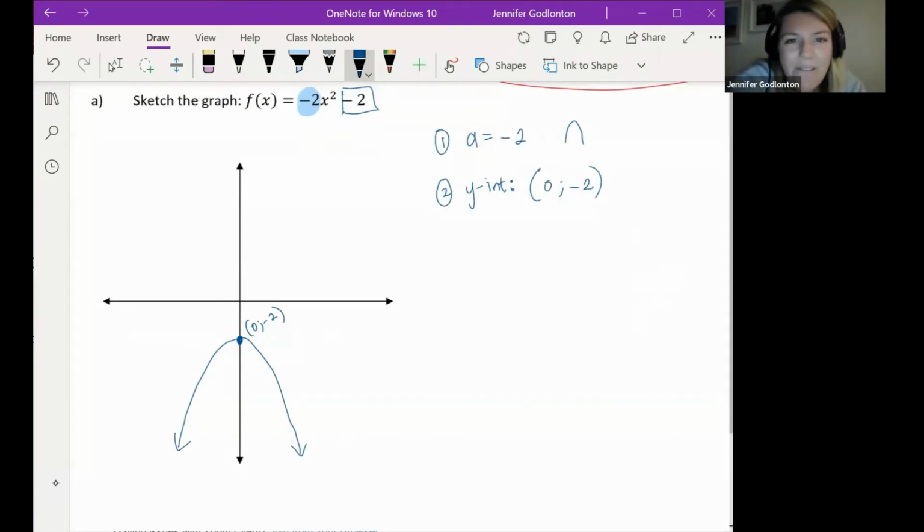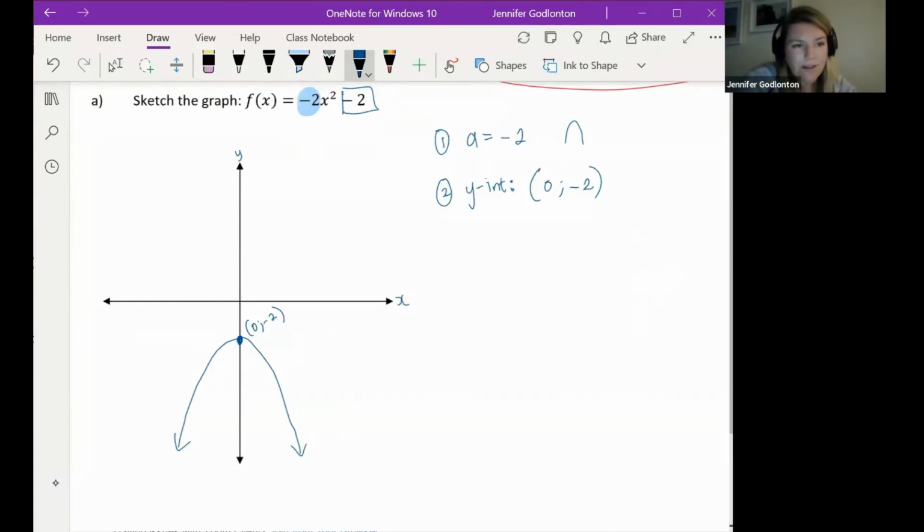So do I have any x-intercepts? Does it go through my x-axis at all? No, it doesn't go through my x-axis. So would I spend any time trying to find my x-intercepts? No, because we're going to get non-real numbers. We're going to get errors on our calculator. It's going to cause us a lot of distress.